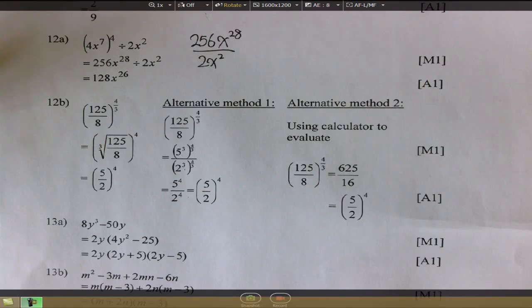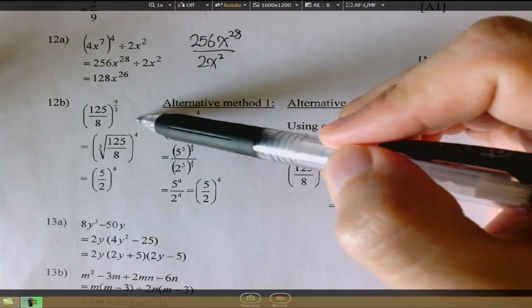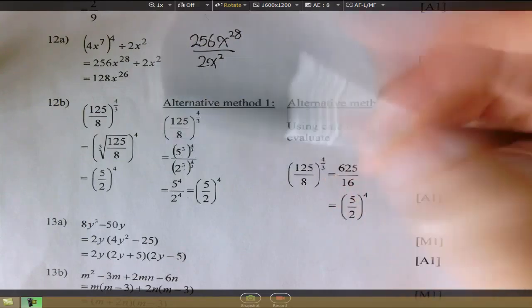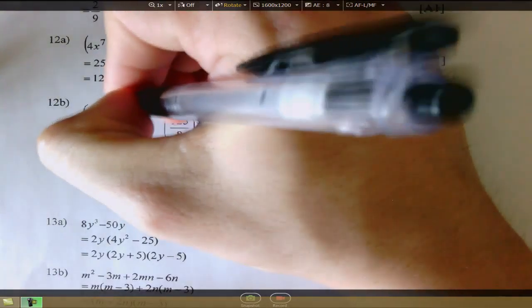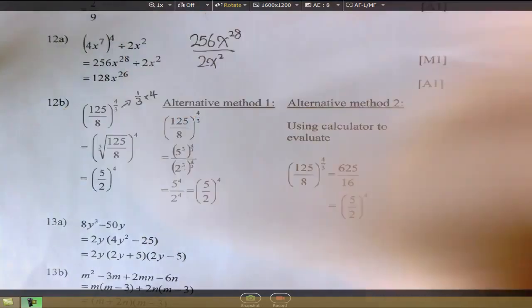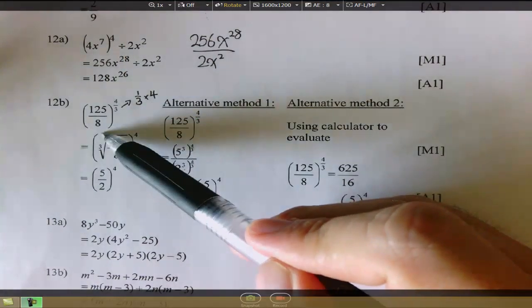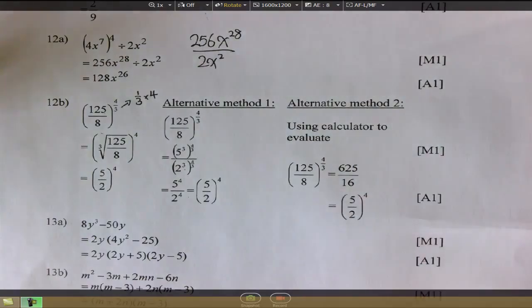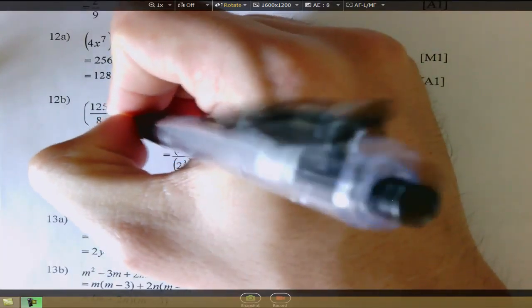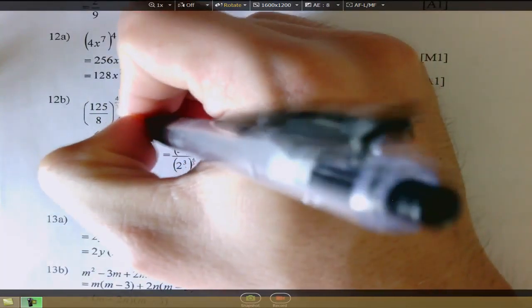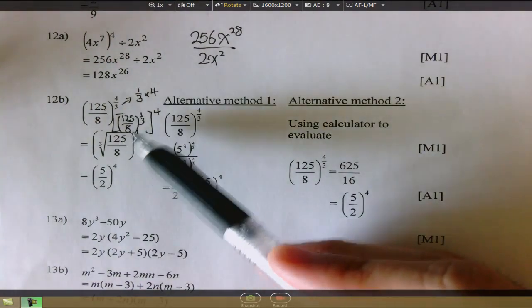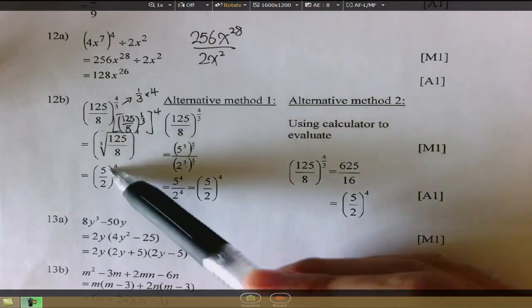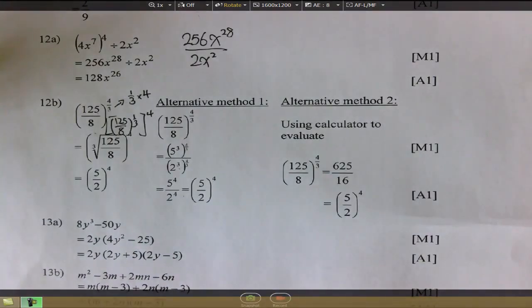On the other side, for this solution, we will actually express 4 over 3 as 1/3 times 4. So 125 over 8 to the power of 4 over 3, we actually write it as 125 over 8 to the power of 1/3 times 4. That's why what we're doing is taking the cube root of 125 over 8, which is 5 over 2, to the power of 4. And that is question 12b.